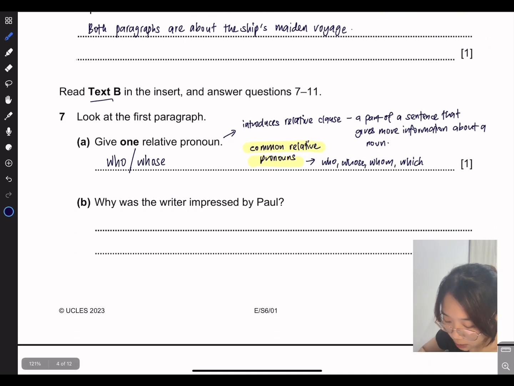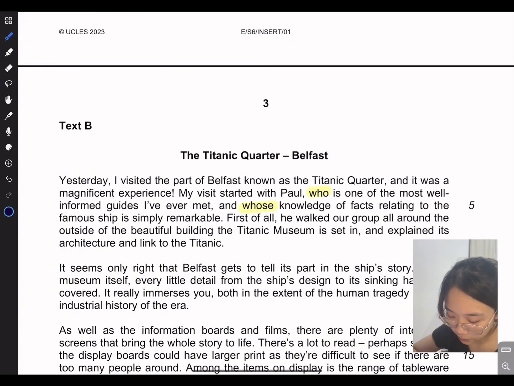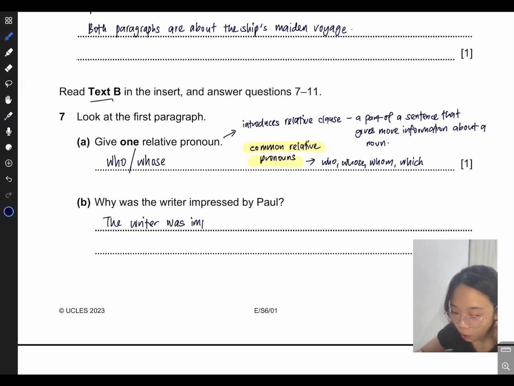Okay, so the next question, why was the writer impressed by Paul? Coming back to here, you can see this sentence here: My visit started with Paul, who is one of the most well-informed guides I've ever met. So here you can tell that the writer is very impressed with Paul because he's a very well-informed guide.